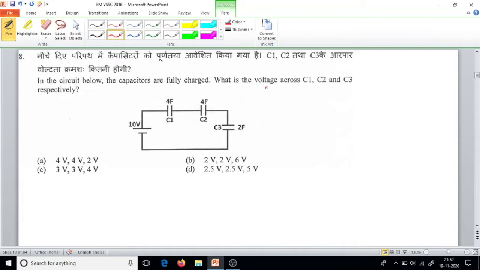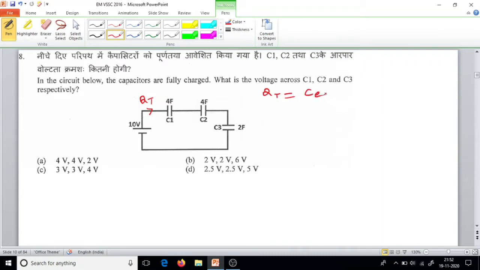The circuit given below, the capacitors are fully charged. What is the voltage across C1, C2, C3? Now, first we have to find the equivalent capacitance. We have to find the charge actually. The same charge flows through this circuit. I'll take it as QT. So QT we have to find.